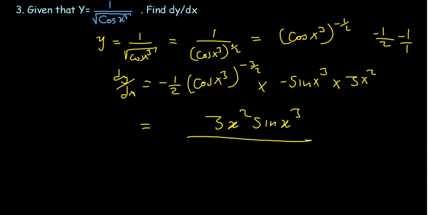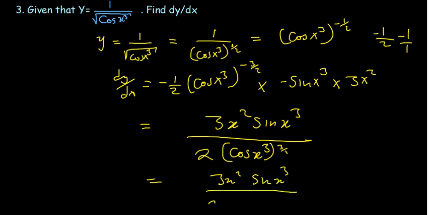Divided by, in the denominator we have got first a 2. This is a negative power, so we can take this down. That is x cos x cubed. Now, if it goes down, the power then becomes positive 3 over 2. We can as well write this as 3x squared sin x cubed divided by 2, and then it will be the square root, because of the 2 which is down here. That will mean square root of cos x cubed, and then everything raised to the power 3.